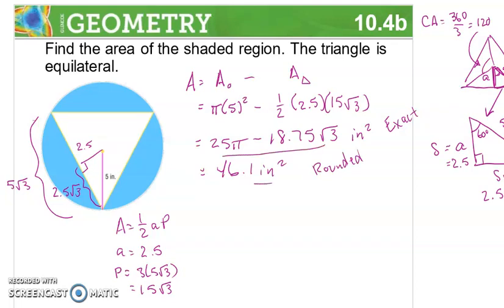Okay, like I said, look at your instructions, see which ones they ask for, rounding to the nearest tenth usually, or 100th they say, and then it might say exact. And that's it.